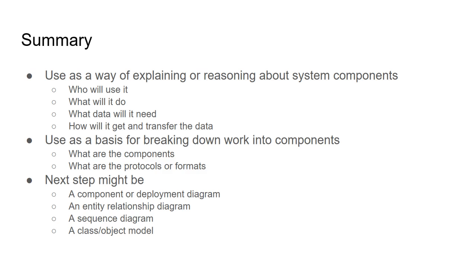turn your data flow diagram into a component or deployment diagram, an entity relationship diagram, a sequence diagram, a class or object model, or this might be enough detail, depending on the size of the process that you're building. It might be enough detail that you can start writing user stories and acceptance criteria and use this diagram as a figure in the story to show some context.